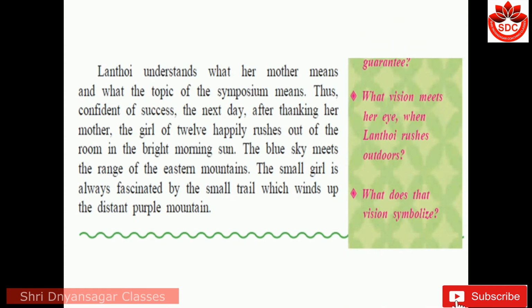Lenthoi understands what her mother means and what the topic of this symposium means, thus confident of success. The next day, after thanking her mother, the girl of 12 happily rushes out of the room in the bright morning sun. The blue sky meets the range of eastern mountains. The small girl is always fascinated by the small trail which winds up the distant purple mountain.